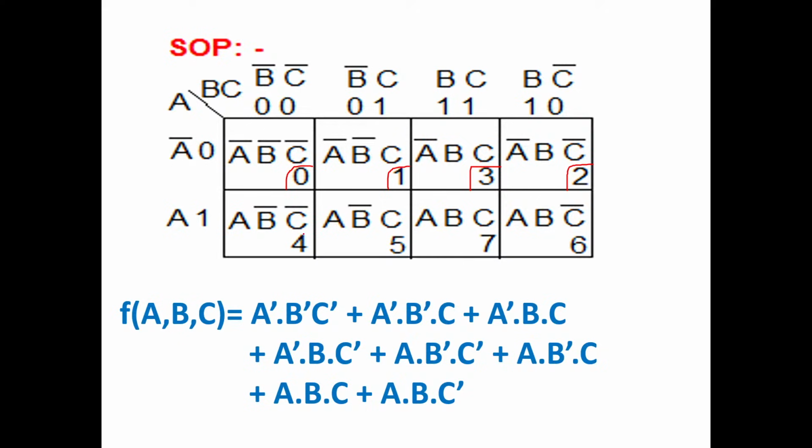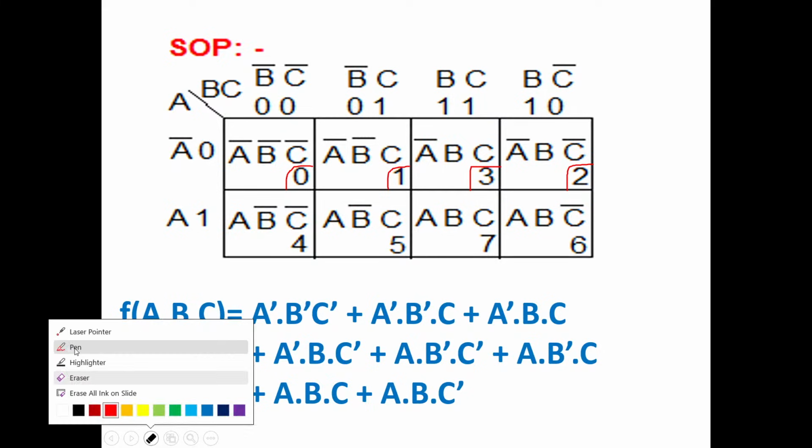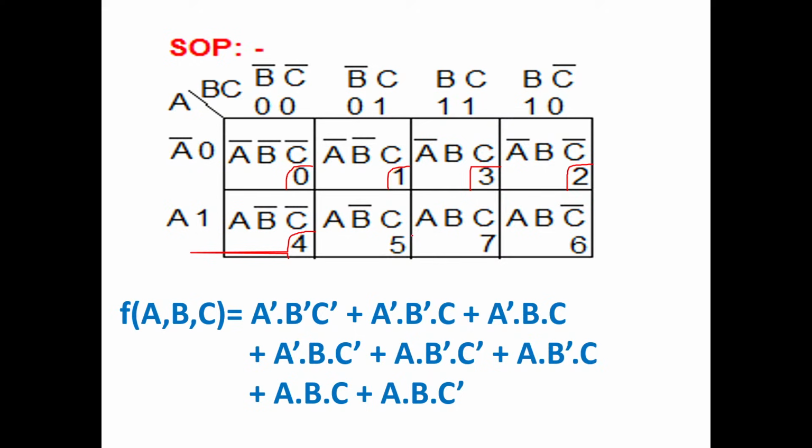Similarly, go to the lower box and provide the numbering. So here it is 4, next 5. Now once again jump to the next box and write 6, and next once again come back and write 7.